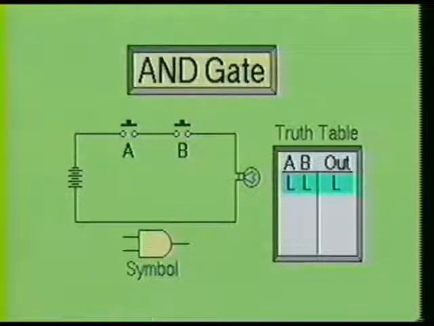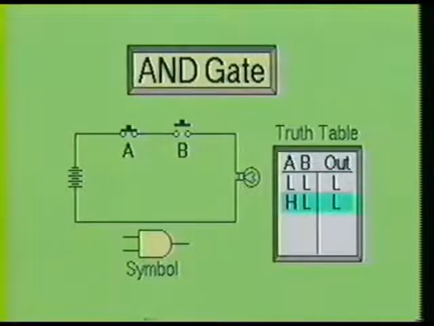Now let's examine this circuit and see how it works. As you may have already noticed, when neither switch is pressed, the lamp will not be on. At this point we could say switch A is low, switch B is low, and the output is low. This has been illustrated on our truth table, which shows a low on A and a low on B will produce a low at the output.